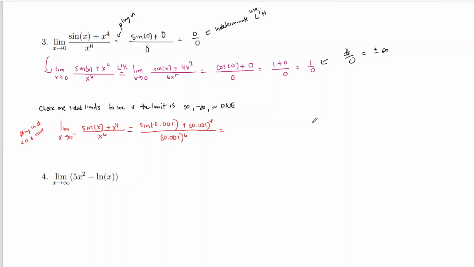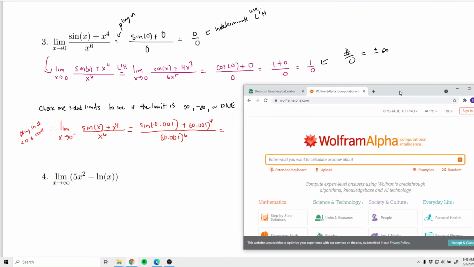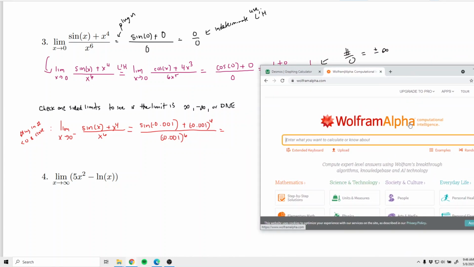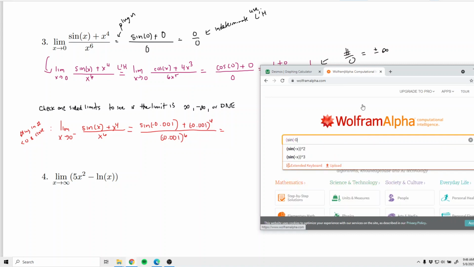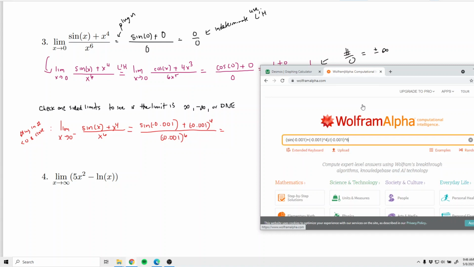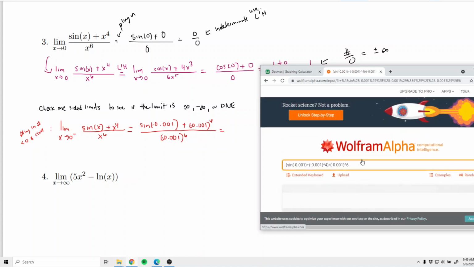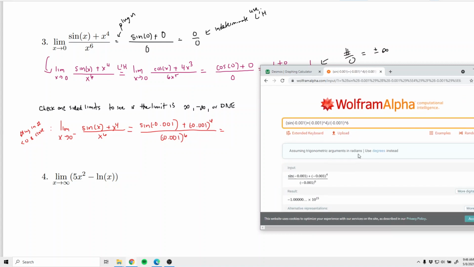Pretty much you can't really avoid using a calculator for one of these, but we want to try to refrain from looking at the graph while we do this, because the graph is going to tell us, and we want to understand the entire analytic process. So we'll type this in: sine of negative 0.001 plus negative 0.001 raised to the 4th, all divided by negative 0.001 raised to the 6th. Go ahead and hit enter. Make sure you're in radians, which we are.